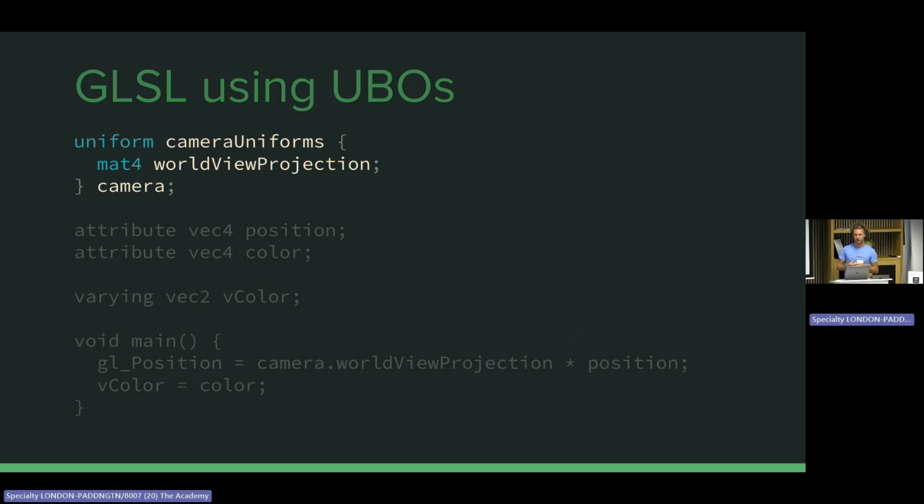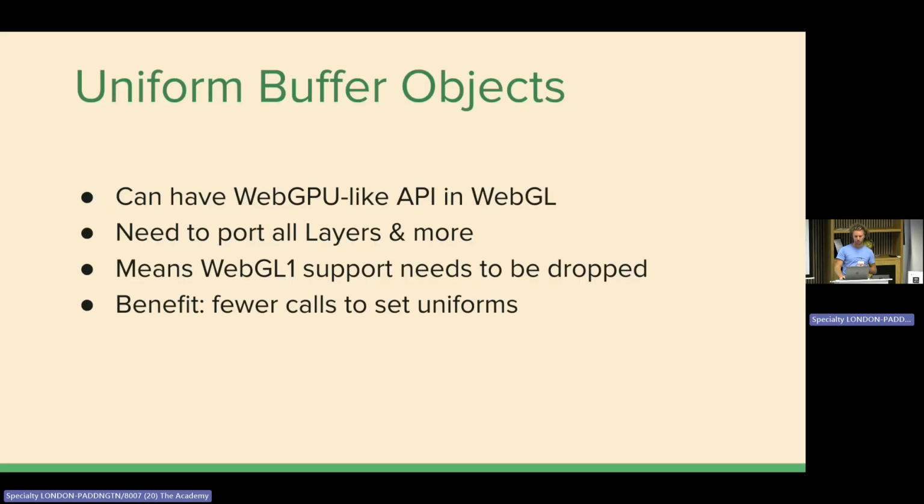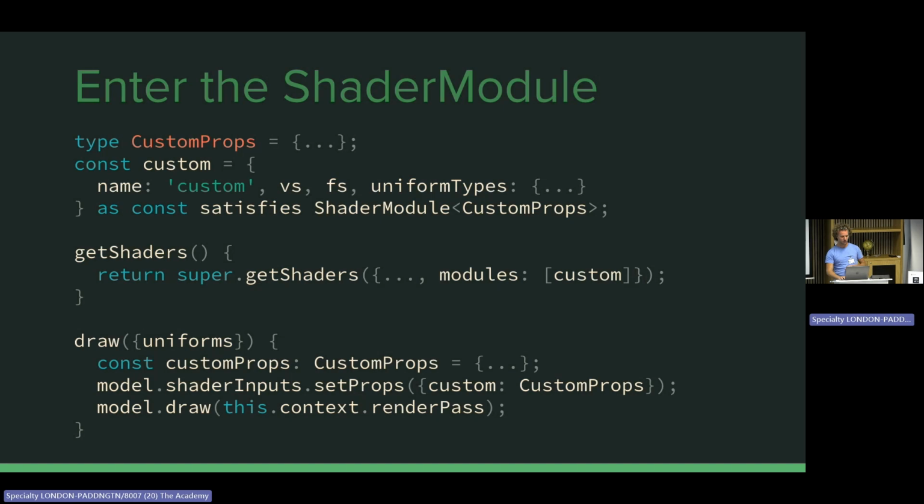So these allow us to set a bunch of uniforms in one block, and thus also avoid having to call the set uniforms function again and again and again. But the big difference is that it allows us to structure our applications in the same way, irrespective of whether we're targeting WebGL or WebGPU. So this lets us have a WebGPU-like API in WebGL, which is great. The downside is we have to port all the layers. We need to drop WebGL 1, but we get a performance benefit, and this previous talk.